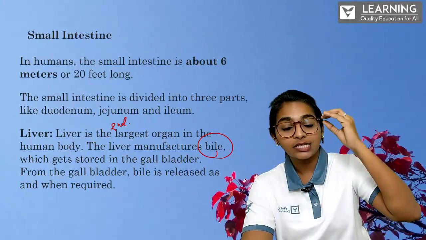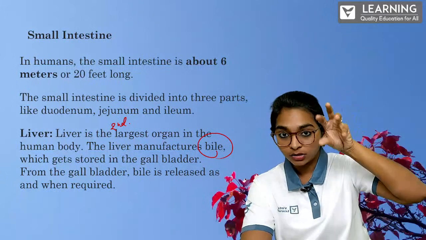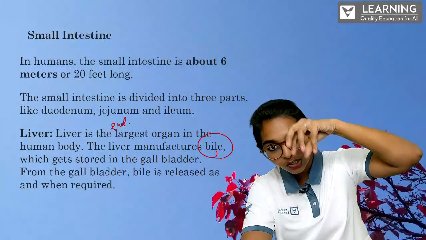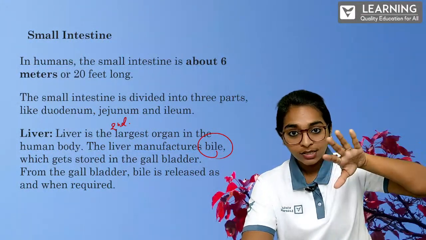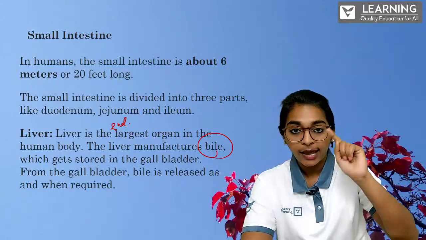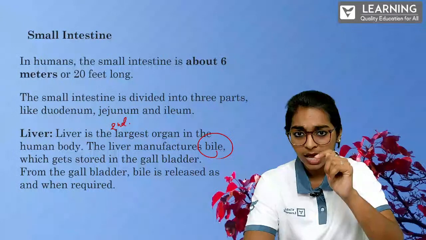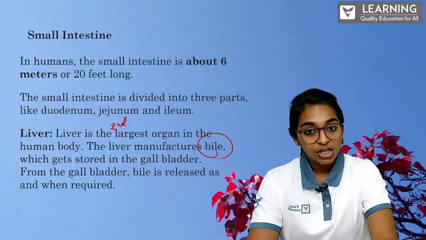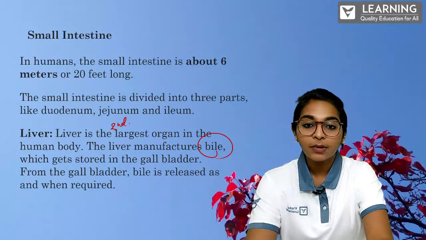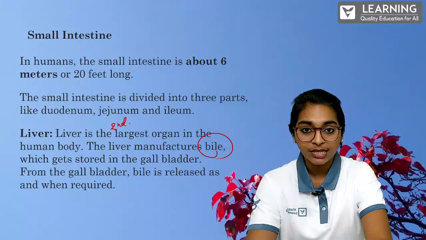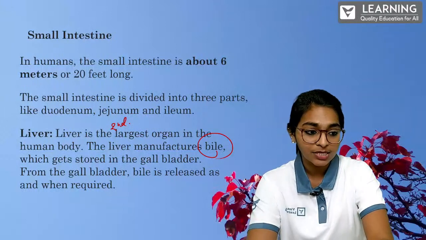The duodenum is the place where, from the stomach, the chyme enters. Is that clear? There the liver and the pancreas pour their own juices, and digestion happens continuously throughout the duodenum, and from the duodenum it moves on to the jejunum. Is that clear? There is one particular special quality of this jejunum. What is that special quality? The villi, finger-like projections, are present in this jejunum.